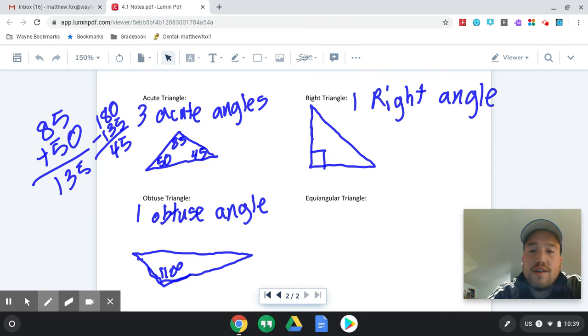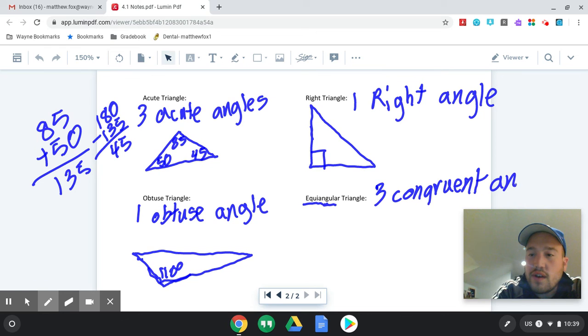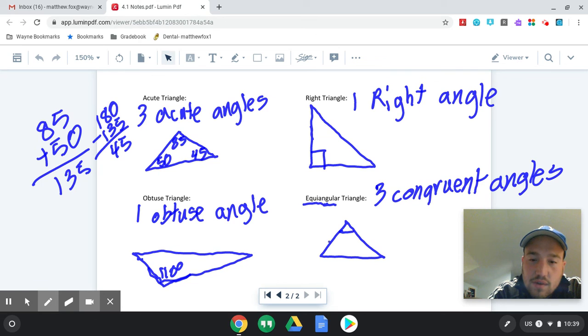And our final one sounds very similar to equilateral on the front, except instead it's equiangular. Okay, this is when we have three congruent angles. Equiangular means equal angles, so three congruent angles. Now think for a second, if every triangle adds up to 180, and all three angles are congruent, that means we can take 180 divided by 3, and we'll find that each of these angles would be 60. Now I can mark them each with one of those. They are all the same. Also, just so you know, if it is equiangular, it is also going to be equilateral.